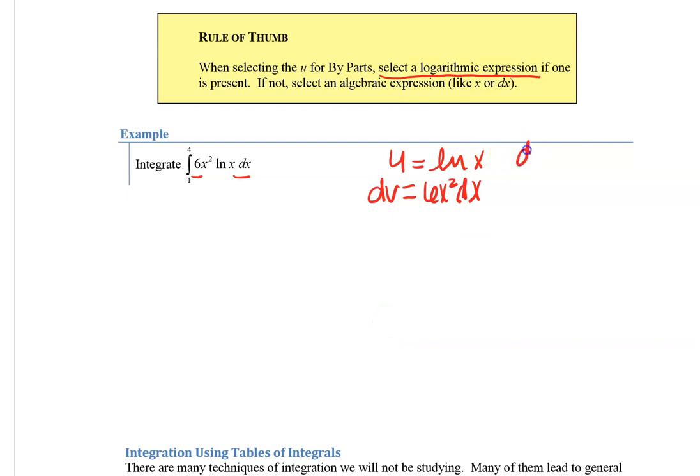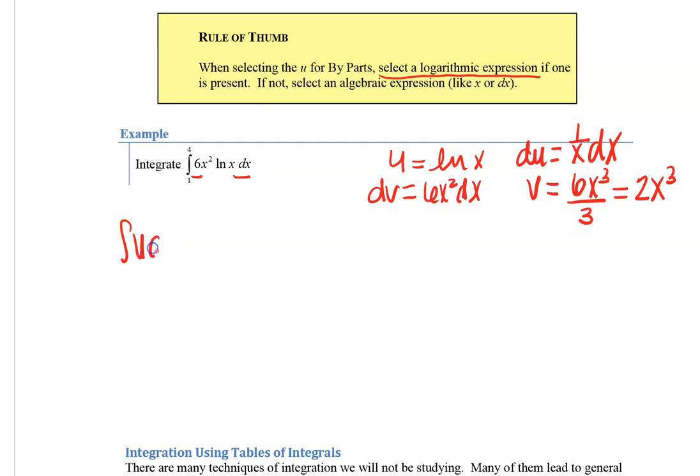Once you pick your u, you're going to take the derivative of it, which we know to be 1 over x dx. Then dv, you're going to integrate to get v. So I'm going to add 1 to the exponent. That gives me a 3. Divide by the new exponent. I'm going to go ahead and reduce that, and that gives me 2x cubed. Then I'm going to write my formula. The integral of u dv is equal to uv minus the integral of v du.